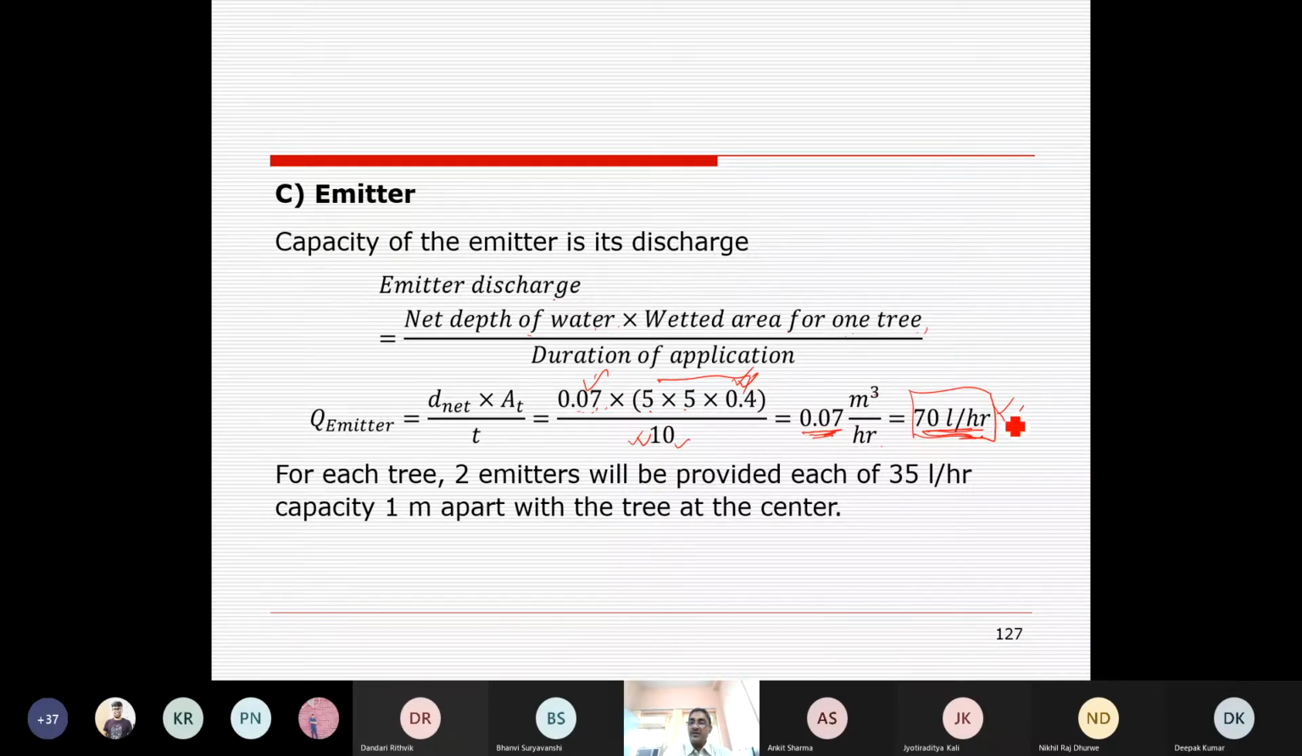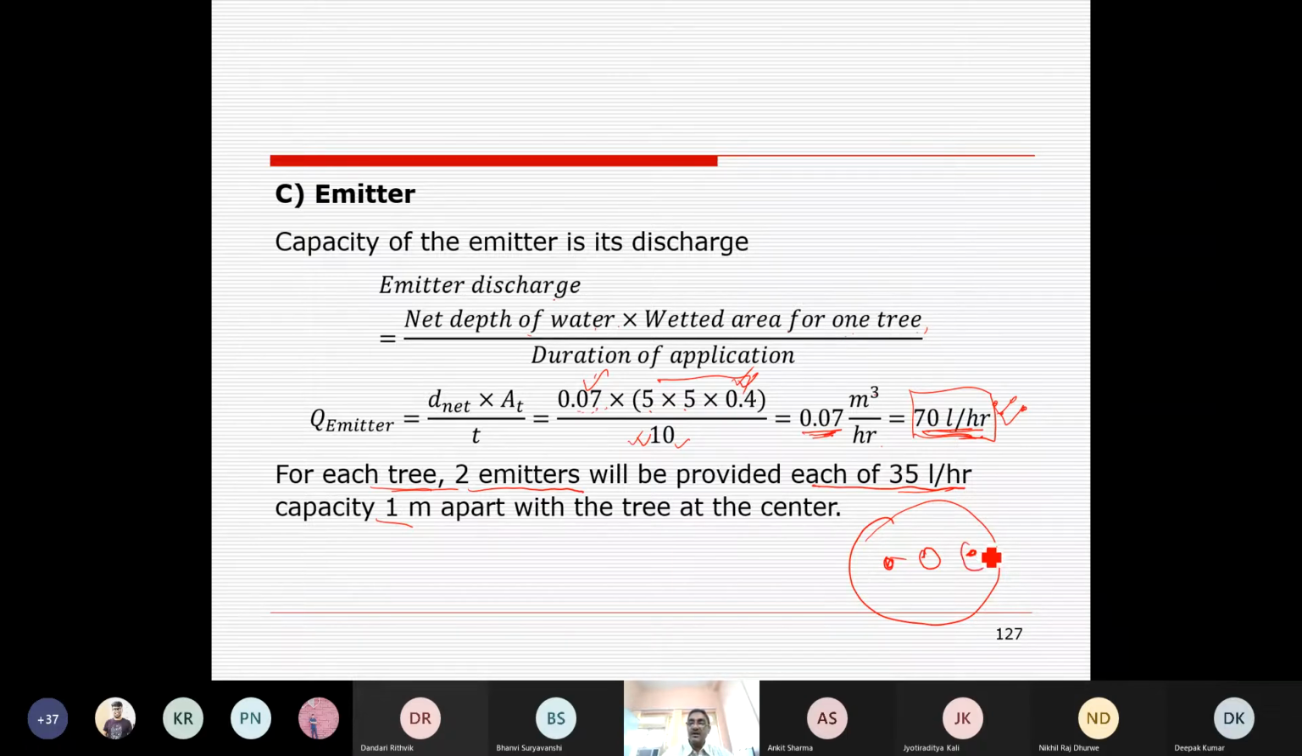Since one emitter of 70 liters per hour capacity is very high capacity, we are putting 2 emitters per plant that will provide 35 liters per hour each. And these are plants, so 1 meter this side, 1 meter this side. So 2 emitters are supplying 35 liters per hour to the single plant. In this way, we can find out the capacity of the emitter.